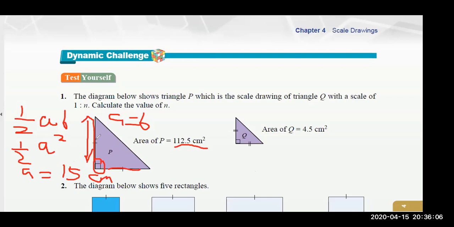Okay. So then you use the same formula for this one, the Q. What is the side for Q? So this one we let B. Just now P is A. Equal to how much? 4.5 multiply 2, square root. Okay. So it's 3 cm, right?